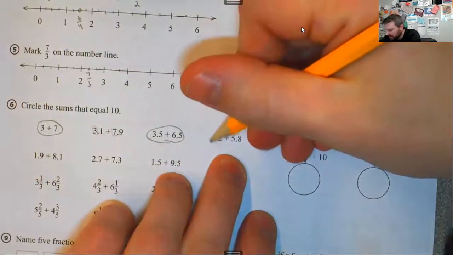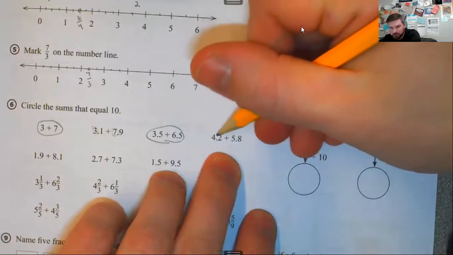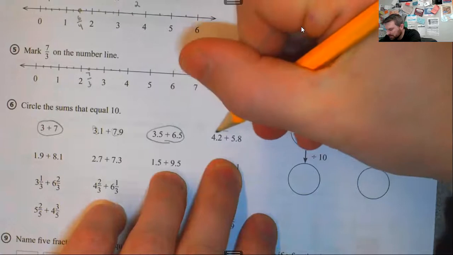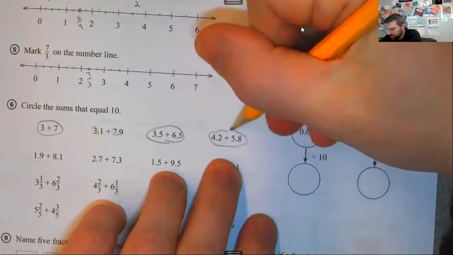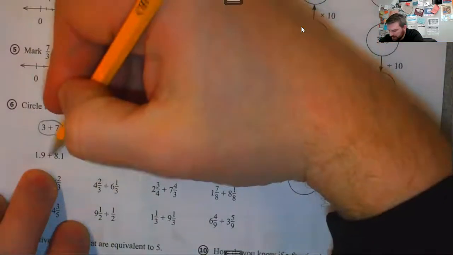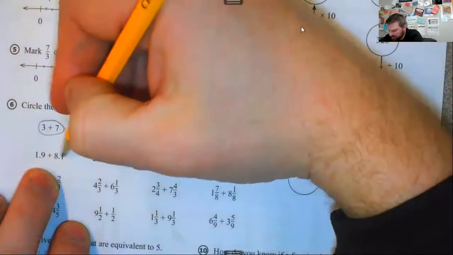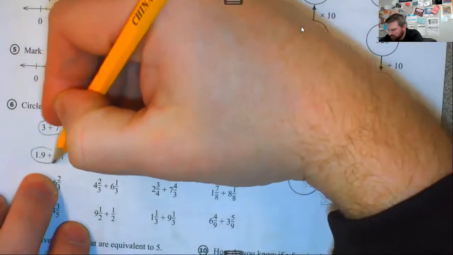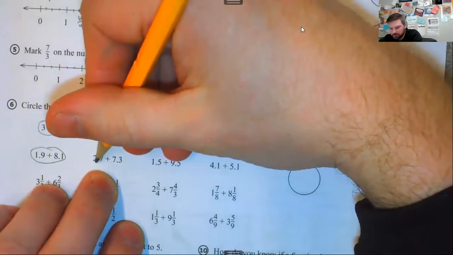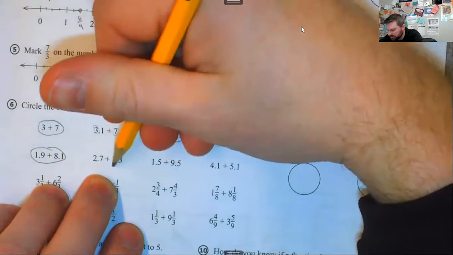5, 6, 7, 8, 9. So your whole numbers are 9, and 8 plus 2 is 10. So that one works. 8, 9, and then 9 plus 1 is 10. So that one works. 7, 8, 9. That one works. And 7 plus 3 is 10.